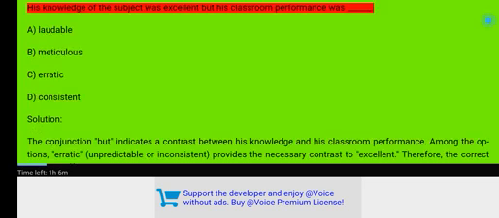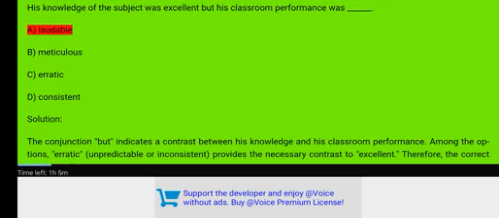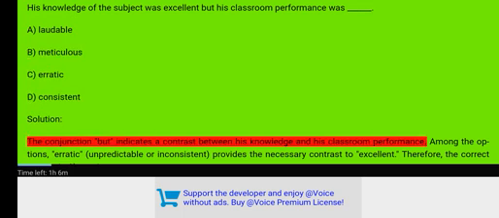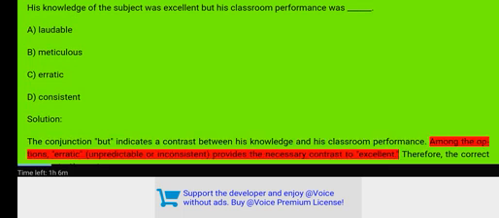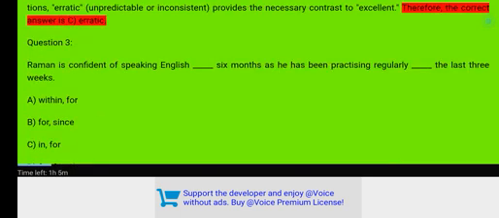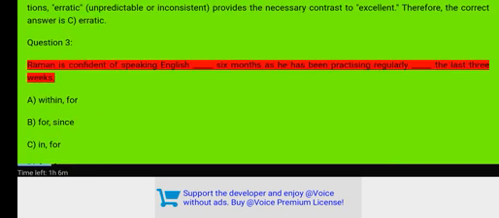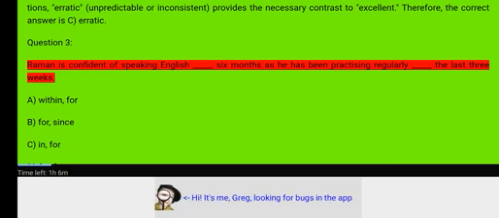Question 2. His knowledge of the subject was excellent but his classroom performance was blank. A. Laudable. B. Meticulous. C. Erratic. D. Consistent. Solution. The conjunction, but, indicates a contrast between his knowledge and his classroom performance. Among the options, erratic, unpredictable or inconsistent, provides the necessary contrast to excellent. Therefore, the correct answer is C. Erratic.